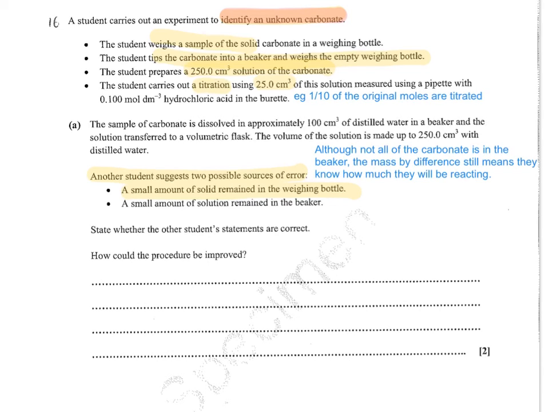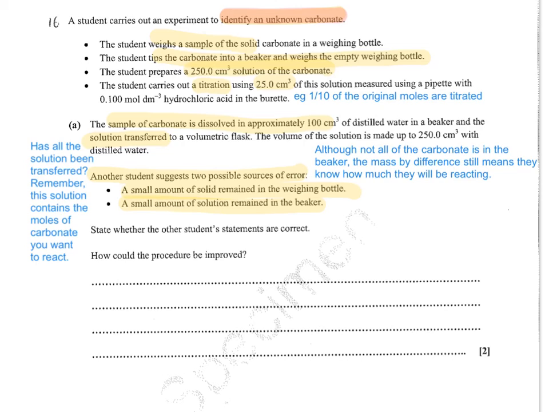So if you've got another possible error, a small amount of solution remaining in the beaker, where would that come from? So let's have a look. Part A, the sample of carbonate is dissolved in 100 centimeters cubed approximately, and the solution is transferred. So if you're transferring a solution, you need to make sure all of the solution has been transferred. So you need to bear that in mind as well. So a small amount of solid remained in the weighing bottle.